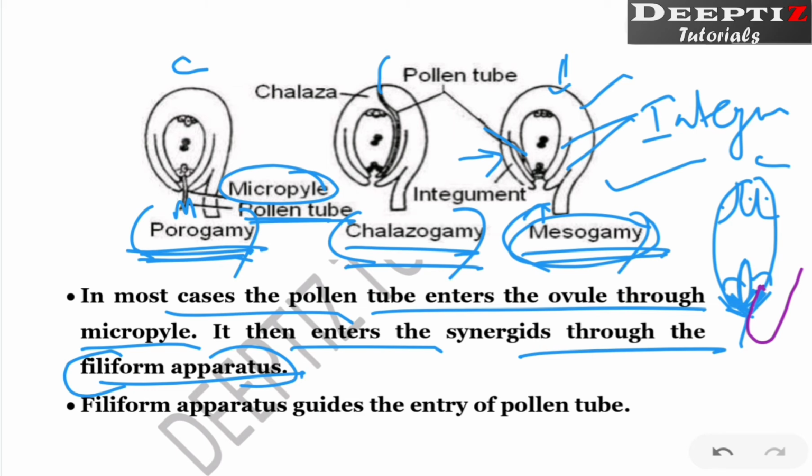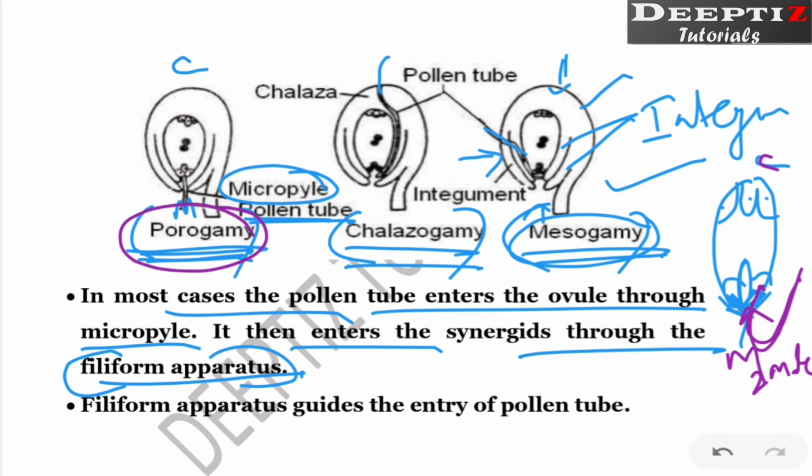Now how many gametes are there? Two male gametes are there. We'll see what happened to these male gametes. Till now you understand. So which type? If it is the micropylar region here, chalazal here, and this is the pollen tube, which type of entry is it? That is porogamy.